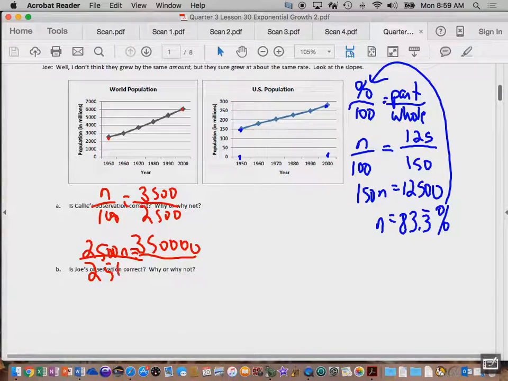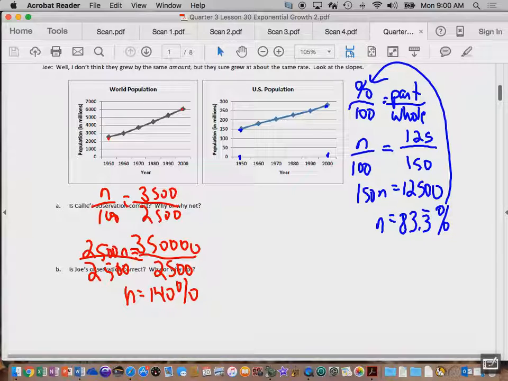So what do I get? 35 followed by 4 zeros. 140. Is it 140? Okay, so n equals 140%. So the world's gone up by 140% and the US has gone up by 83.3 repeating. Okay, what do we have next?